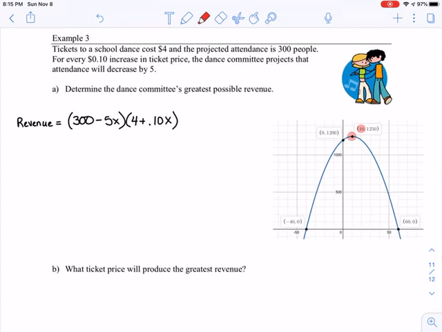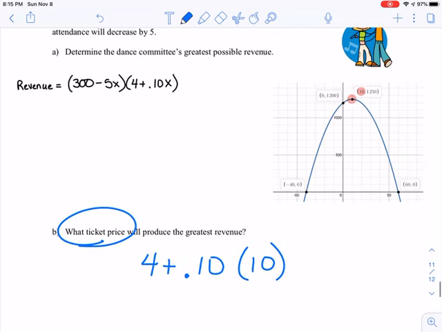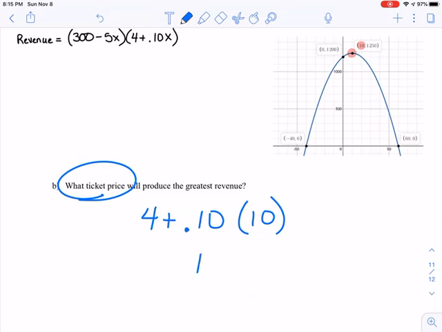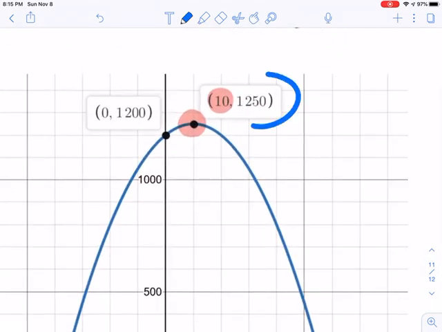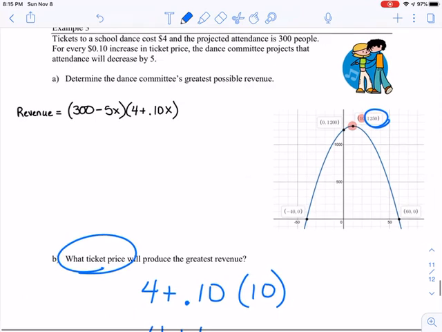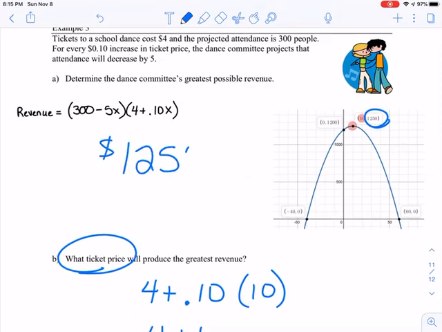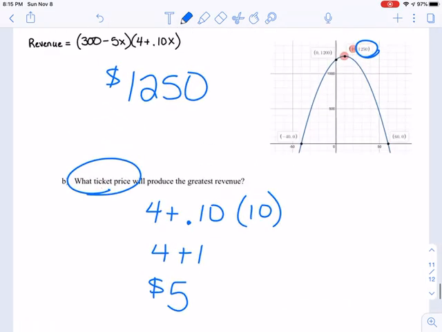So if I increase 10 times, how much money am I actually charging? Well, let's see, the ticket price that will produce the greatest revenue, I'm starting with $4 and I'm increasing 10 cents 10 times. 10 times 10 would be $1. 4 plus 1, $5 would be the price of the tickets that would give me the greatest revenue. And that revenue would be $1,250. So the maximum occurs at the vertex, or the minimum if you are looking at a parabola that opens up.